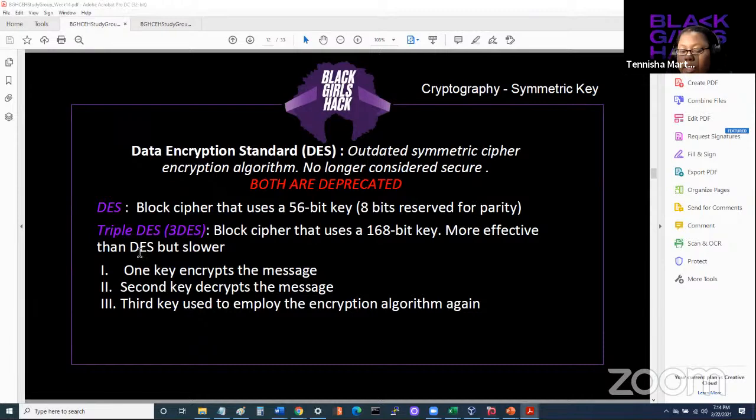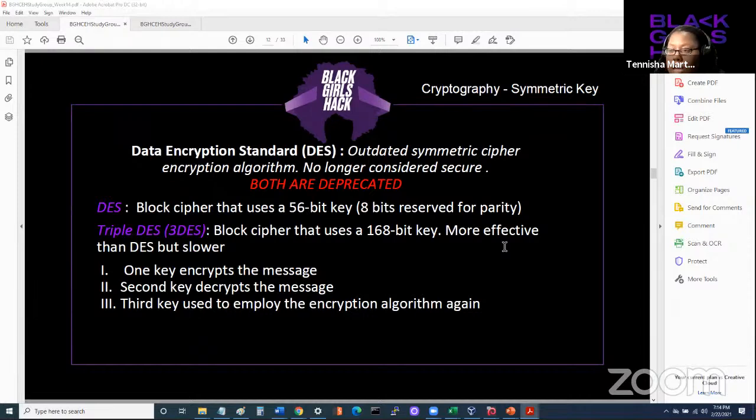Triple DES, you'll see a lot of different times. It has a 168-bit key. You'll see that this is actually just 3 times as big as this key. It's more effective than DES, but it's also slower.